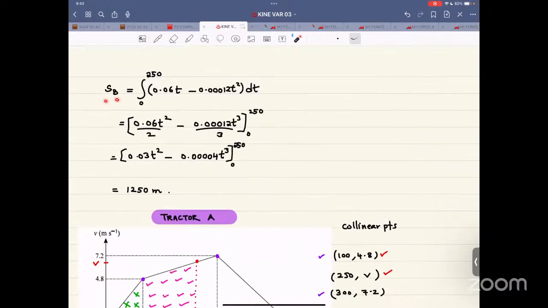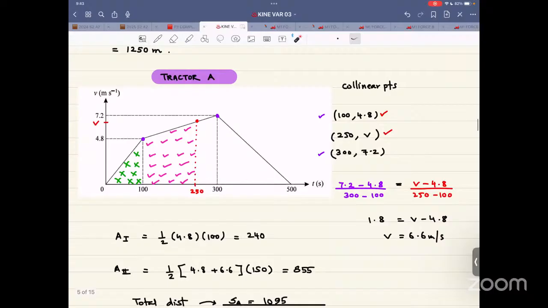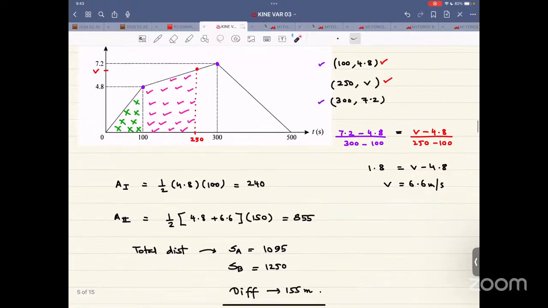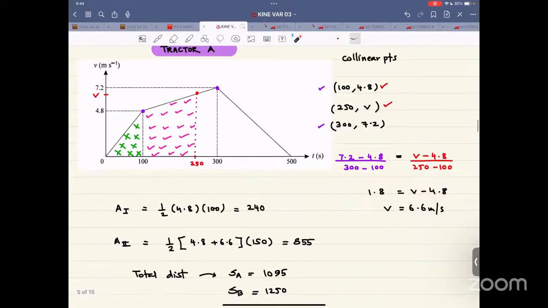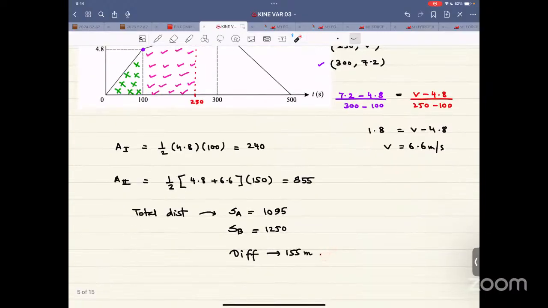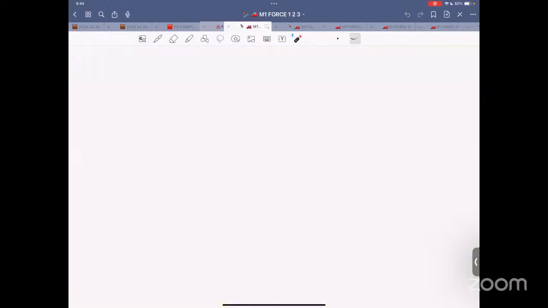That is giving you the sneak preview. First of all, the displacement of B in the first 250 seconds using integration comes out to be 1250. Over here, with the collinear points that I just talked about, this V comes out to be 6.6. When V is 6.6, what is the distance? First of all, this is 250, 240, and this is 855. So this distance is 240 plus 855, that's 1095. This distance is 1250. The difference is 155 meters. So that is another great question.